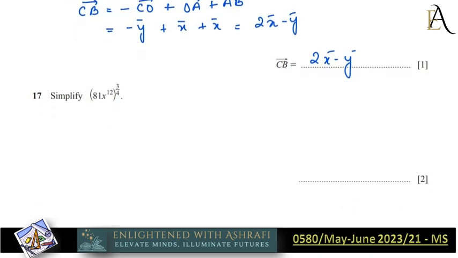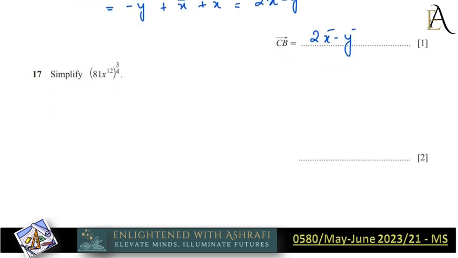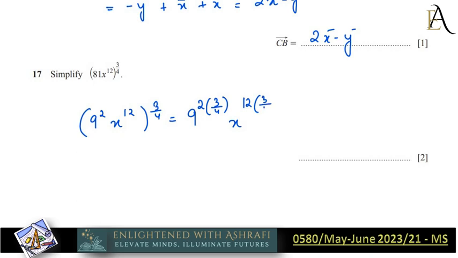Simplify (81x^12) raised to 3 upon 4. This is indices. 81 is 9 squared, x raised to 12, all raised to 3 upon 4. So let's open it up. 9 to the power 3 upon 4, x to the power 12 times 3 upon 4.